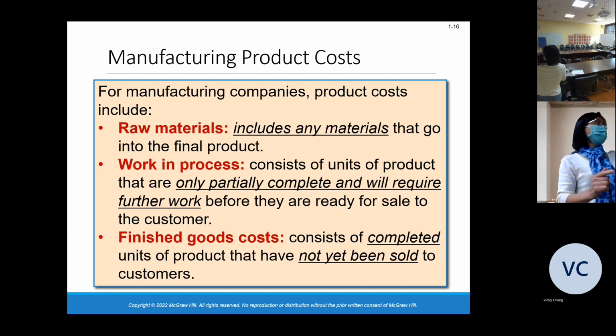And can you tell the difference between work in process and finished goods? I think so. Anything not finished is included in work in process. Anything finished is in finished goods. Okay, and raw material. Okay, yeah.